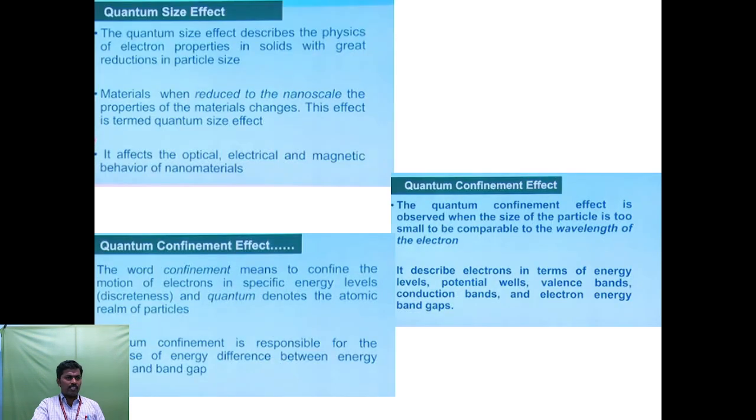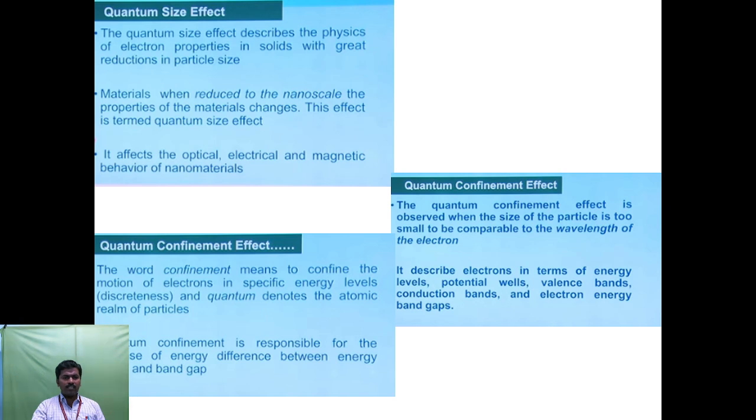The next important point is quantum size effect, the quantum confinement effect. This decides the properties of the nanomaterials. The main change of properties based on size is due to the quantum confinement effect and the surface area. The quantum size effect describes the physics of electron properties in solids with great reduction in particle size. When a particle is reduced to the nanoscale, the properties of the material change. This effect is termed quantum size effect. It affects the optical, electrical and magnetic behavior of the nanomaterial.